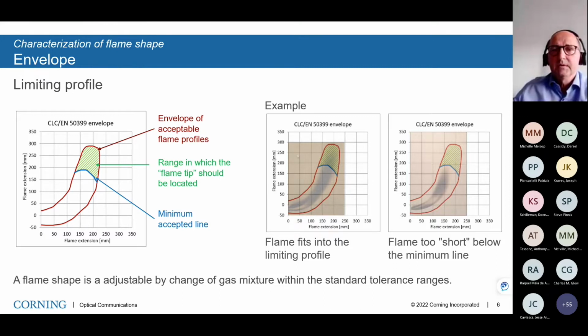The flame tip has to lie above the minimum accepted line. Two examples on the right should demonstrate how a flame combustion pattern fits into the envelope. One example shows a well-acceptable combustion pattern with the flame tip inside the green marked range. Another example demonstrates a short combustion pattern with a flame tip below the minimum accepted line. It is allowed to adjust the flame shape if necessary by changing the gas mixture, but within the tolerance range. The method is described in the standard, but this is only informative.